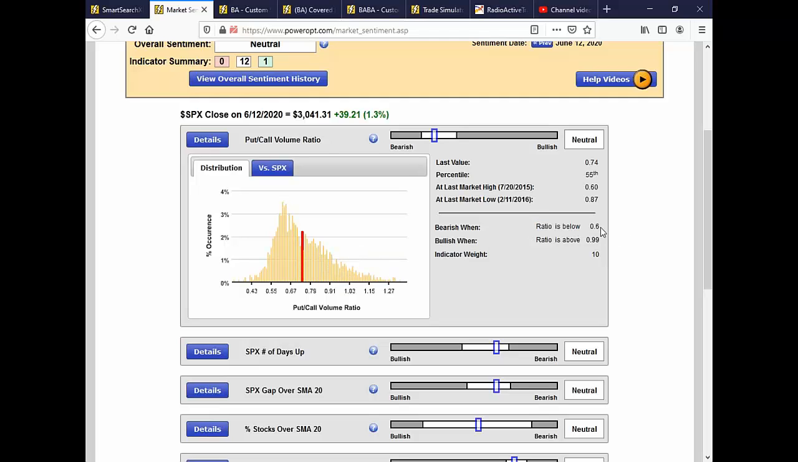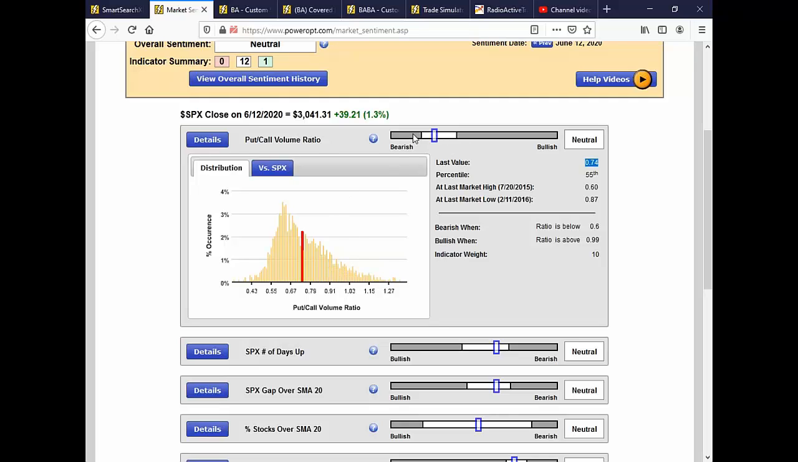It's bearish when the ratio is below 0.6, when there's too many calls in the market. And usually when the ratio is above 0.99, that's considered lightly bullish. Here we are at 0.74. Yeah, we're at 0.74, so we recently crested it, I believe.